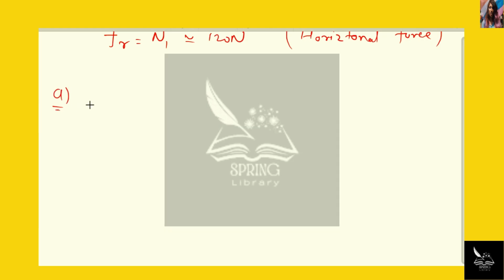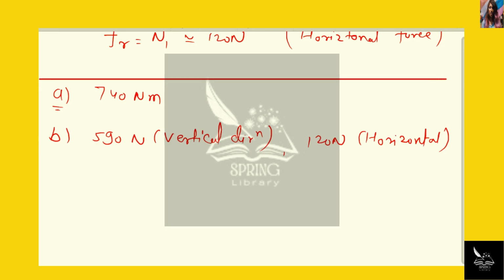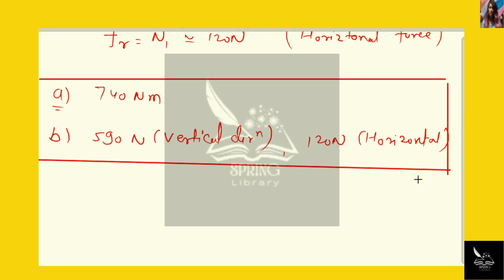So for this given question, in the first part our answer is 740 Newton meter, and for the second part our answer is 590 Newton, which is in vertical direction, and 120 Newton, that is in horizontal direction. So this is our answer for this given question.